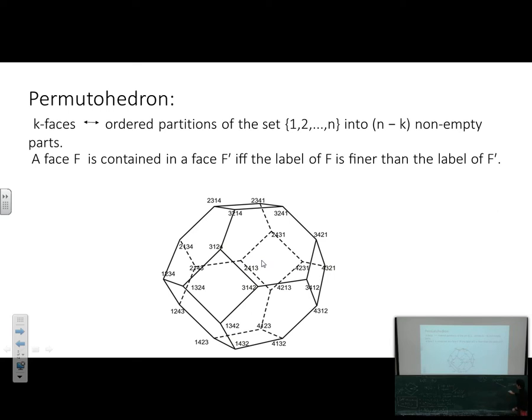Now, we have edges of the permutohedron, and the combinatorics says that 2 vertices are joined by an edge whenever the labels differ by a permutation of neighboring elements. Therefore, it makes sense to label the edge by the following. Here we permute these 2 elements, so we put a set consisting of 2 elements, 3 and 1, and then comes 4 again. Once you have an edge, you can retrieve its endpoints: you take all possible ordered refinements, and you get the endpoints.